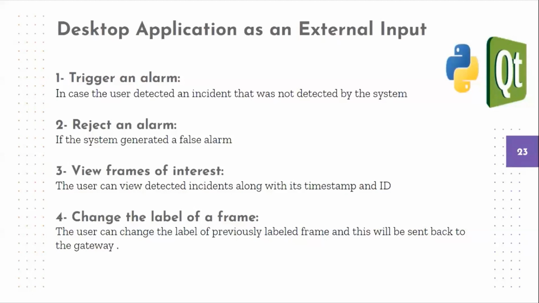The user can view all the frames of interest along with their timestamp, frame ID, and Jetson ID. The last functionality is that a user can change the label of a frame, whether from an accident to not an accident or vice versa, and this updated frame will be sent back to the gateway.